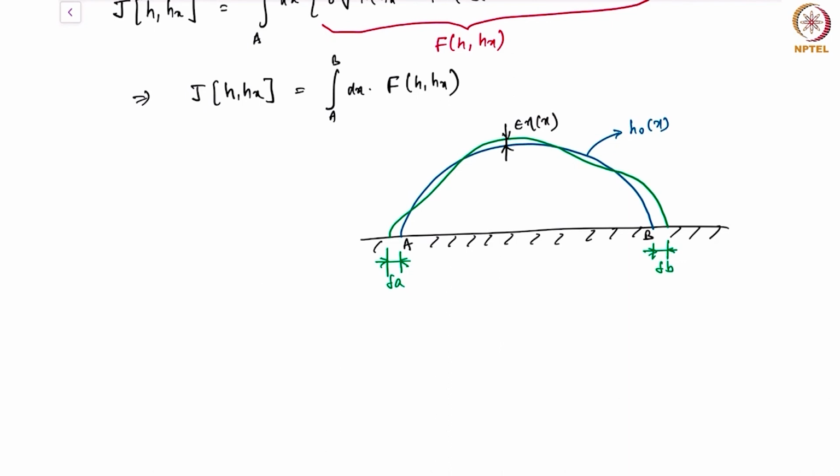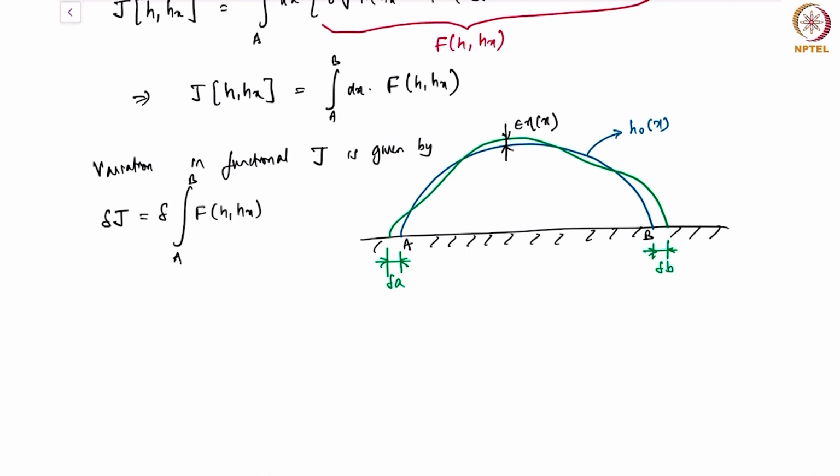Let's start by writing down the variation of this functional J. The variation in functional J is given by delta J. This could happen because of variations in this quantity, delta of the integral from A to B of F of h, hx dx. So now it's important to understand this expression a little more carefully.